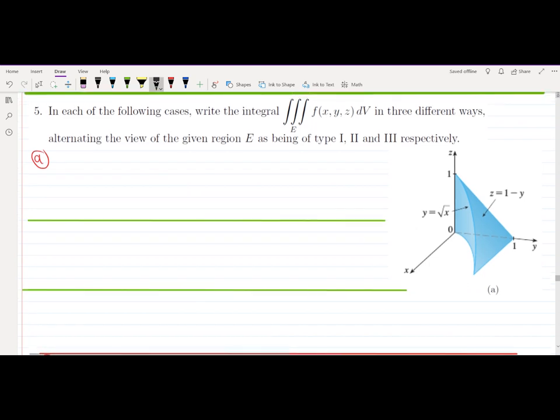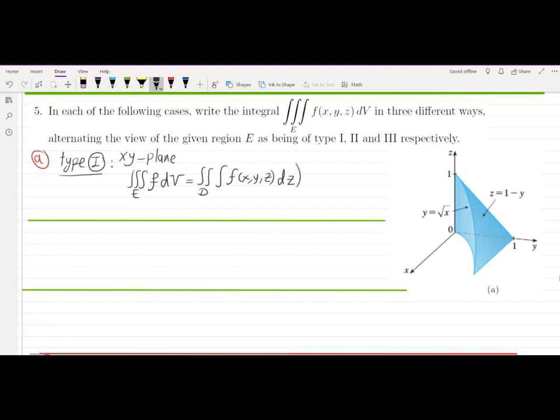Let's start together with this problem. As we discussed, we have to get a type 1 or type 2 or type 3 region. We will start with type 1. If you remember, type 1 should be the projection on the xy plane. So the triple integral over E for the function dV will be a double integral over a certain region D and the integration of this function f of x, y, and z dz and then dA.